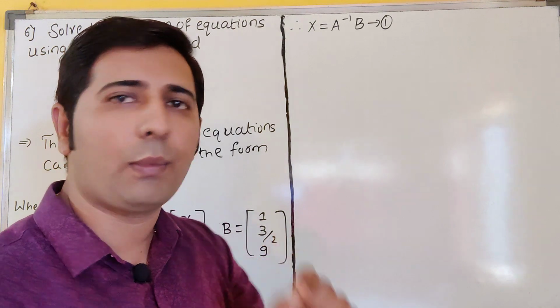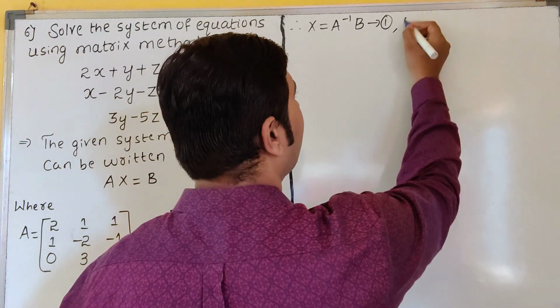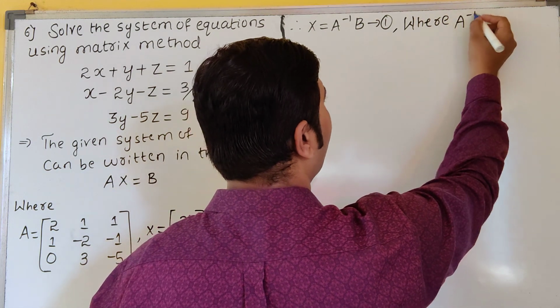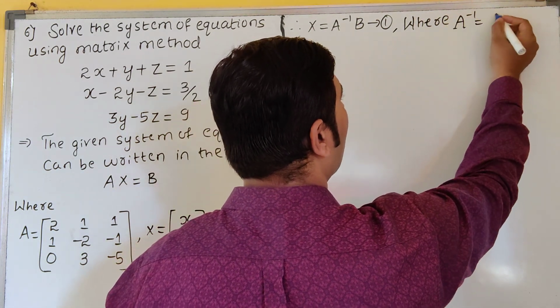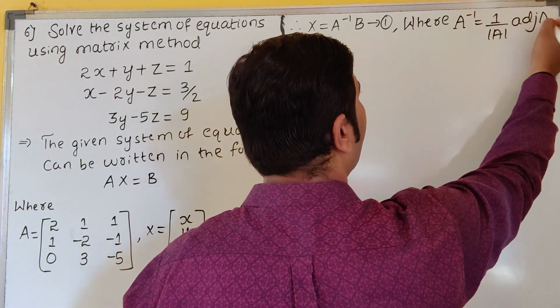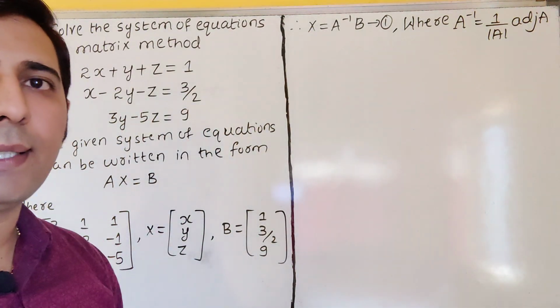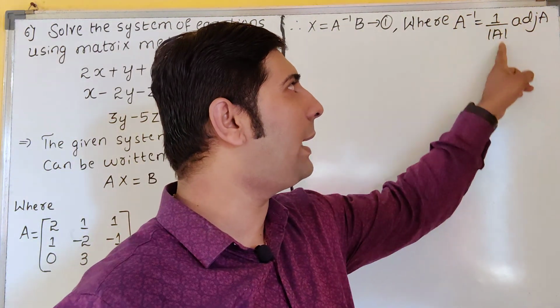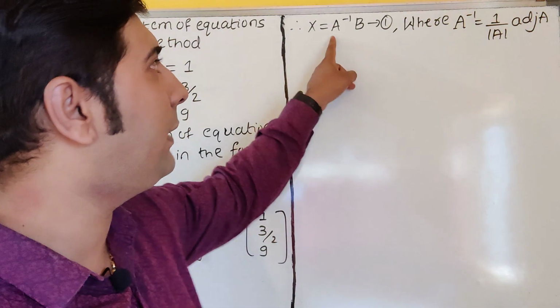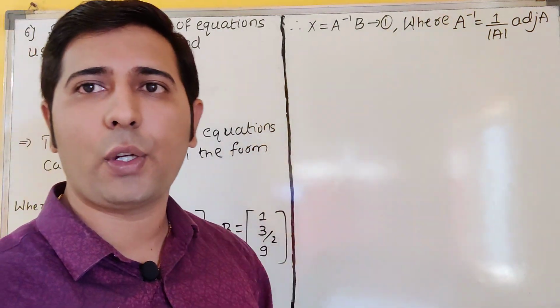A inverse, we have a formula, dear students. Very easily you can write here. Maximum dear students know this one very well. So A inverse is what? 1 upon determinant A into adjoint of A. A inverse is 1 by determinant A into adjoint of A. Clear everyone?